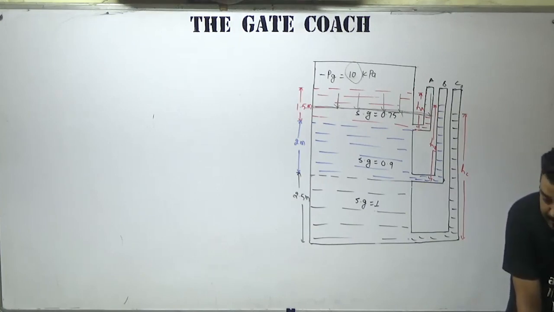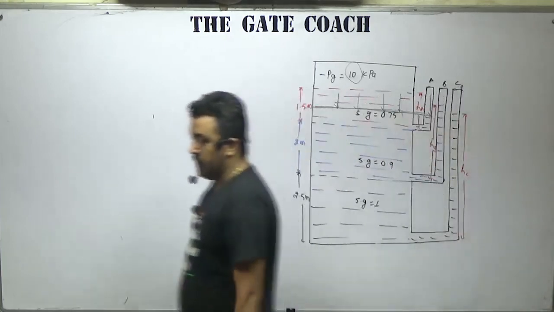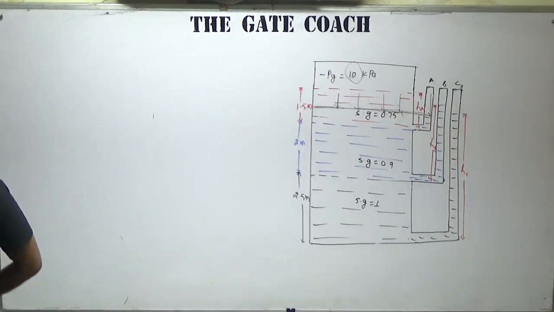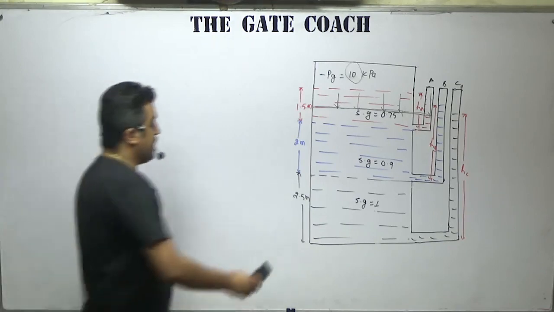bent in U shape. Full stop. Initially, both the ends are open to atmosphere. Full stop. The level of the manometric fluid will be the same in both the limbs. Okay, so this is the initial condition.